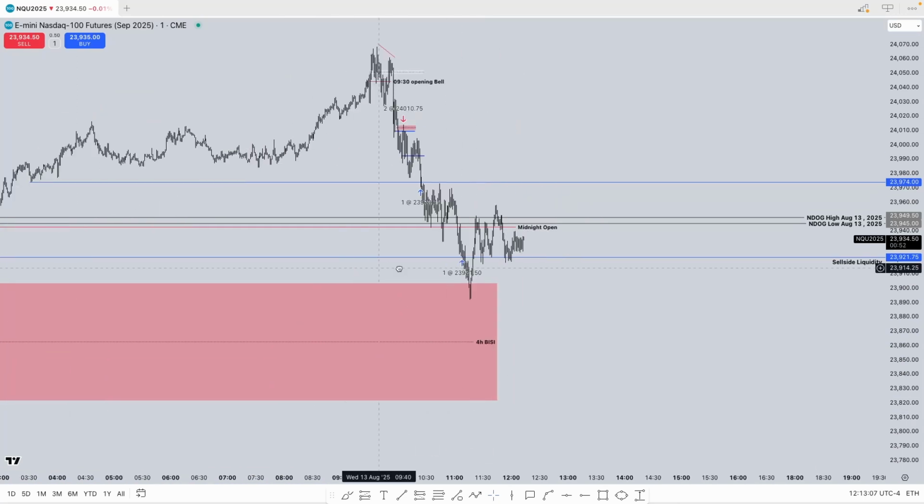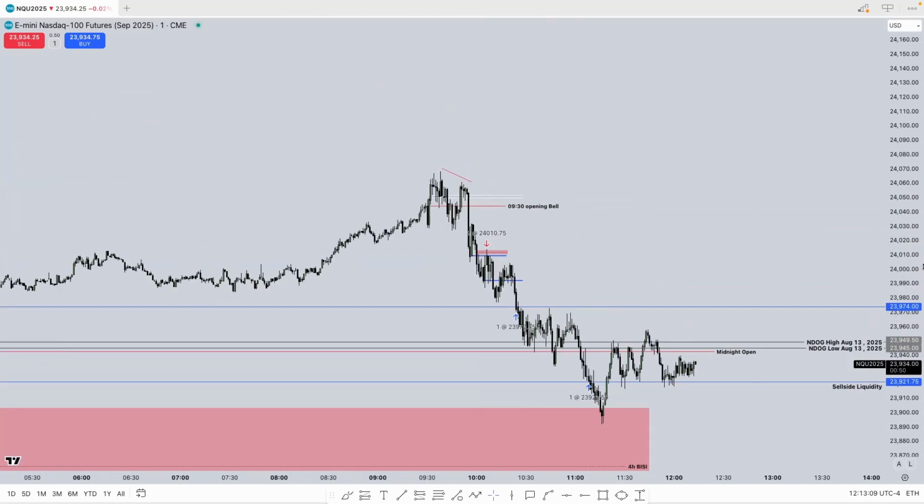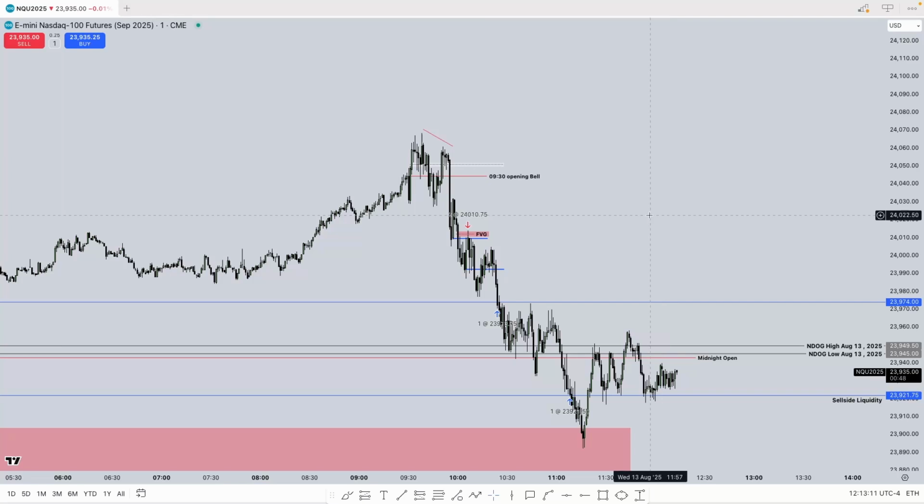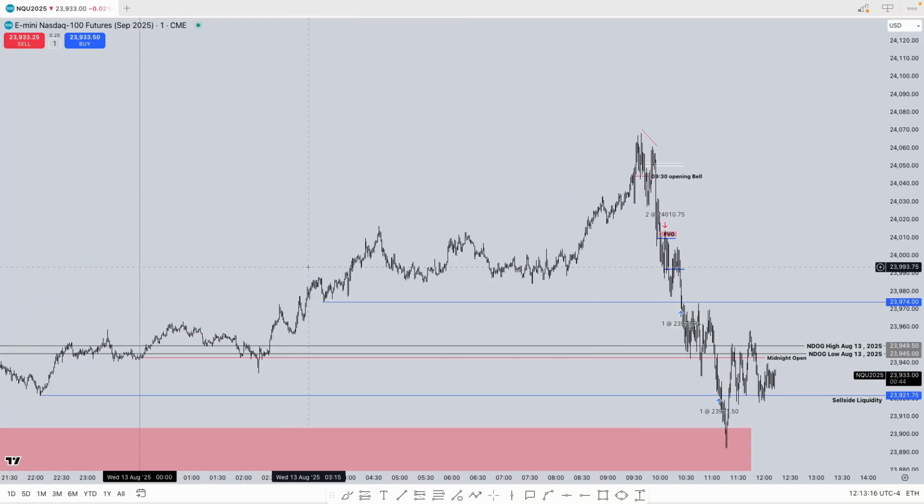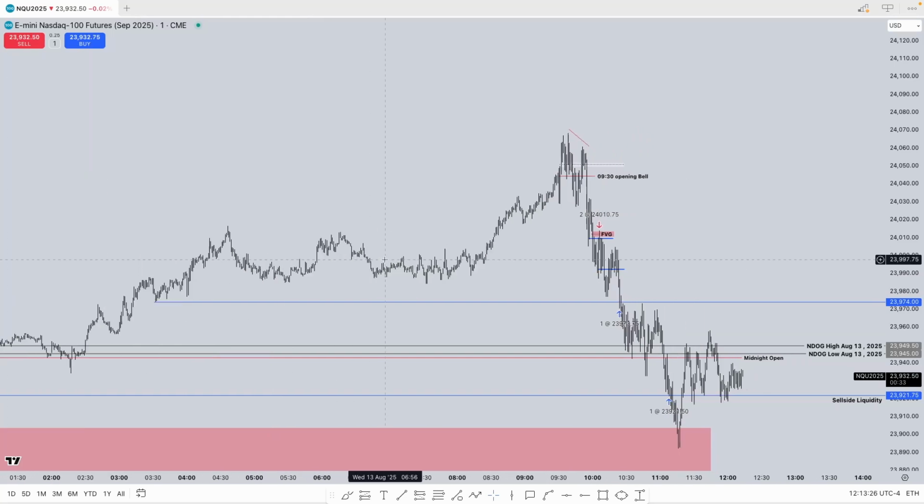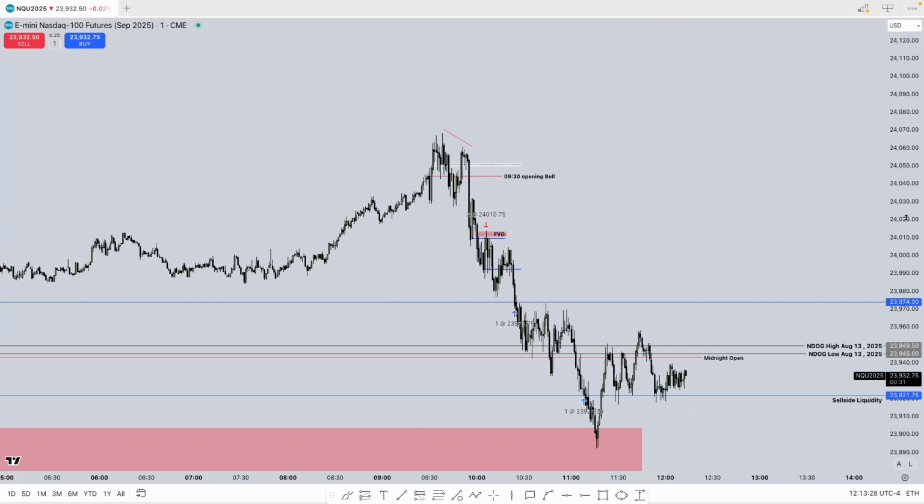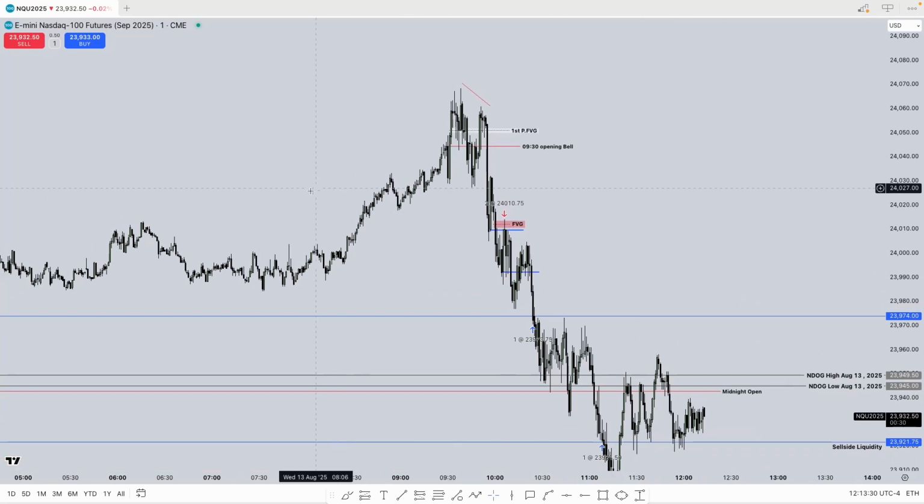So that's basically how I trade every day. This is what I look for. If I'm bearish for the day, I'm looking to short above the midnight open and also above the opening bell, the 9:30 opening bell. And one could also use the 8:30 opening bell. In this case, let me look for the 8:30.